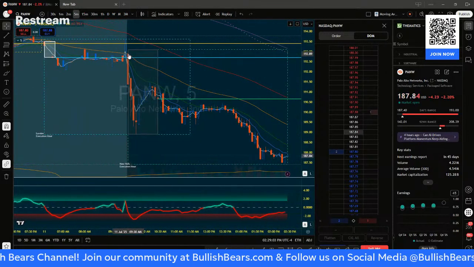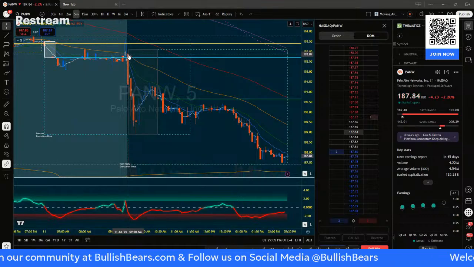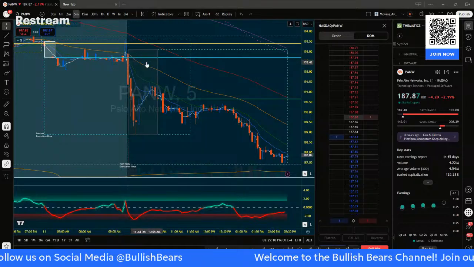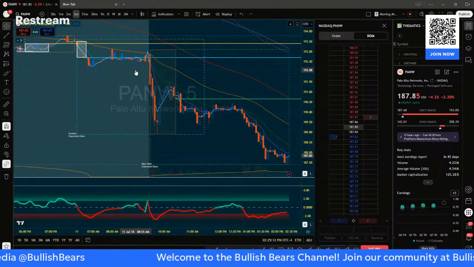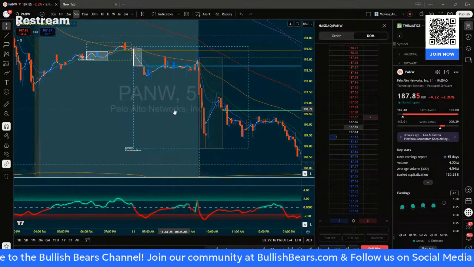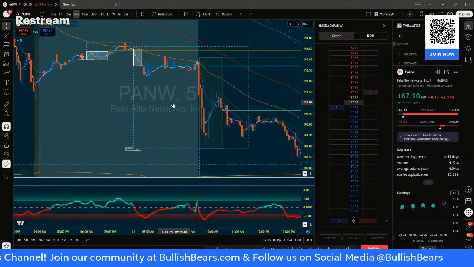I always like the RTH Open. That's another pivot that most people just completely ignore, and I don't. I love it. I pay attention to it all the time. So if you are marking out pivots or keeping a list of pivots that have value, the RTH Open is another really good one.